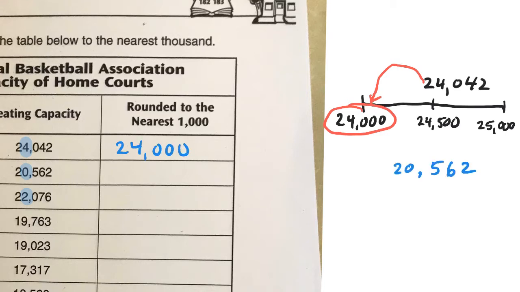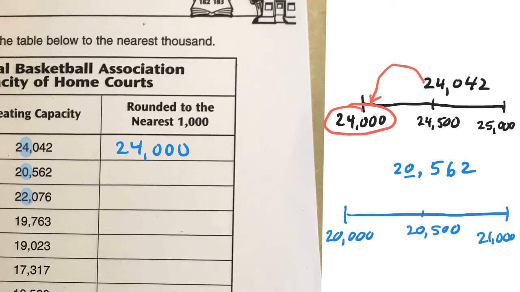Using that same method for this next one, again, I'd have 20,000 on one side from there, and then 1,000 more, 21,000. And what is in the middle of those two? That would be 20,500. And this number here, 20,562, that would fall right around there. So I'm rounding that one up to 21,000.